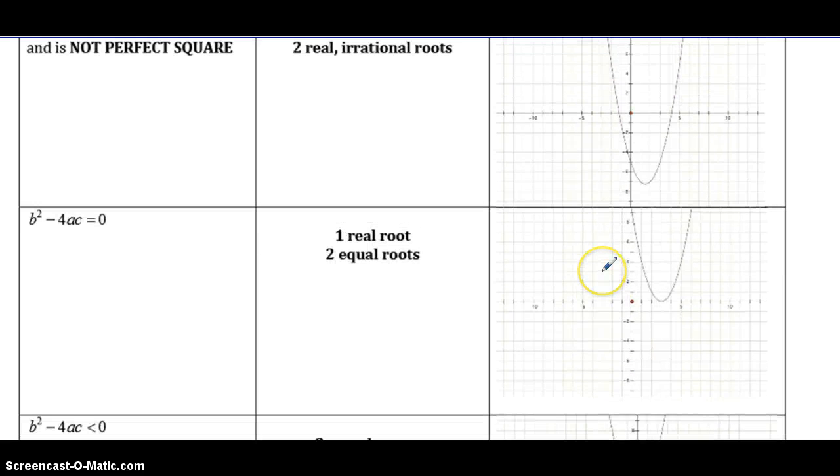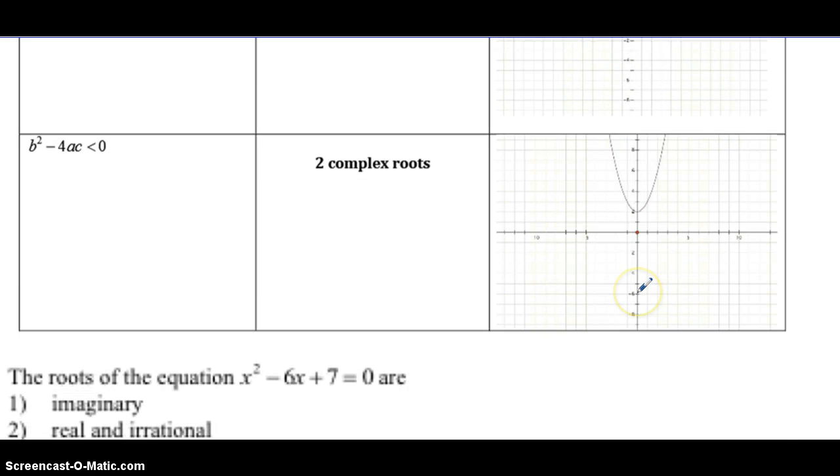Another option that I could have is one root, and that's where it just kind of kisses the x-axis at one point. Okay, that's the x-axis, and it just touches it at one point. And finally, you could have a quadratic that has no roots, and that's where it doesn't even touch the x-axis. It's above it. All right. It could also be below, also no roots.